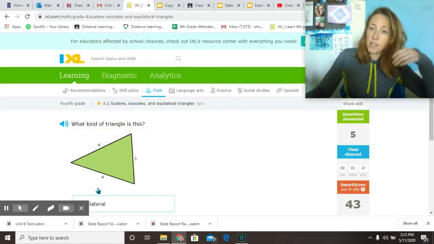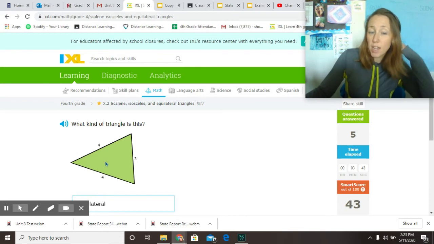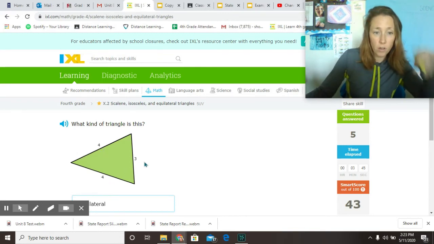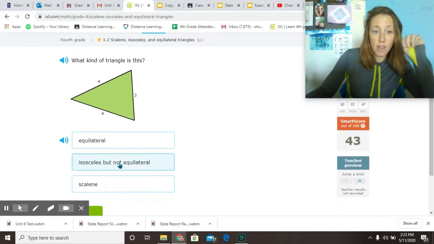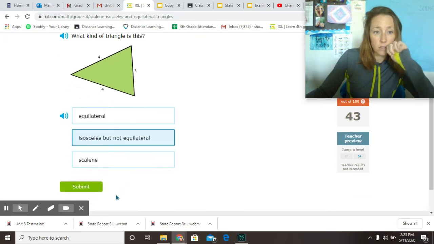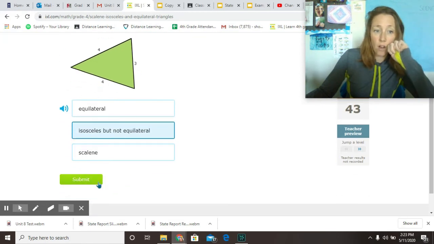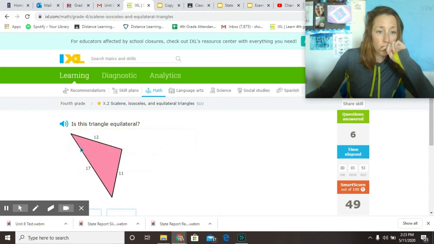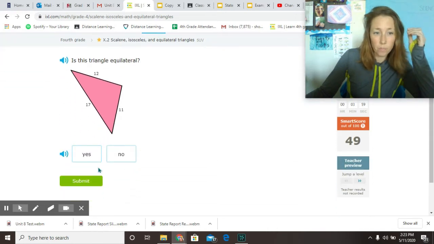What kind of triangle is this? Once again, I have two sides that are the same, 4 and 4. I have two sides, that is isosceles. Not equilateral, I have to have all sides the same for that. I'm trying to find one of those. This one, is it equilateral? Are all the sides the same? Nope.